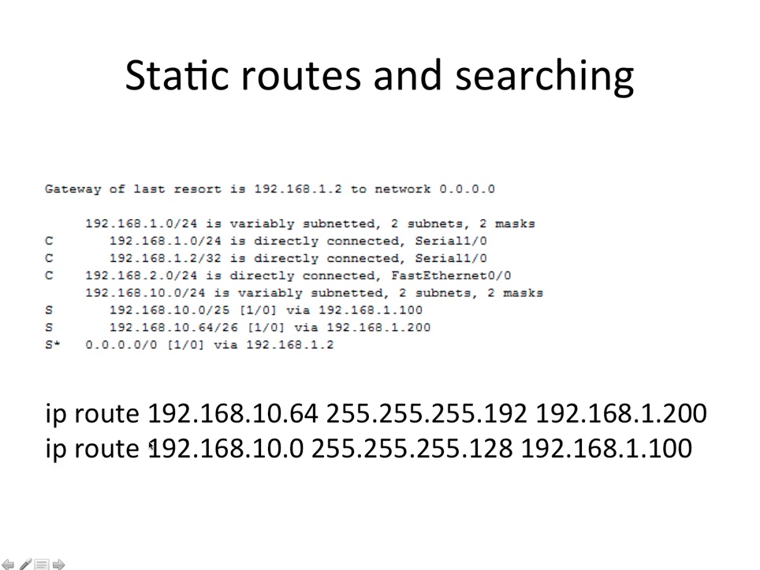If you look at the first one, it says IP route, and then the first part of that command is the network address that I'm concerned with. So in this case, I have 10.64. The second part of the command is the subnet mask I want to apply to that network. And then the third part of the command is the router that I need to send packets to when I add the static route. So basically I'm saying, hey, if you get any packets for 192.168.10.64 with this mask, which is a /26, send them to the router that lives at 192.168.1.200. Right? So any destination IP addresses from .64 to .127 would get routed to 1.200.